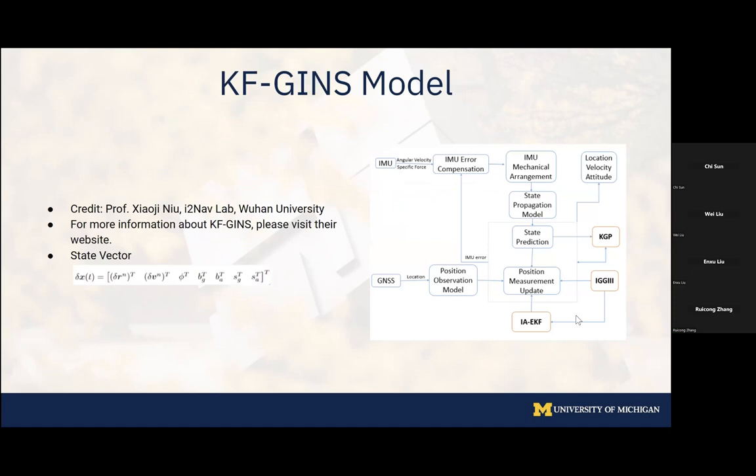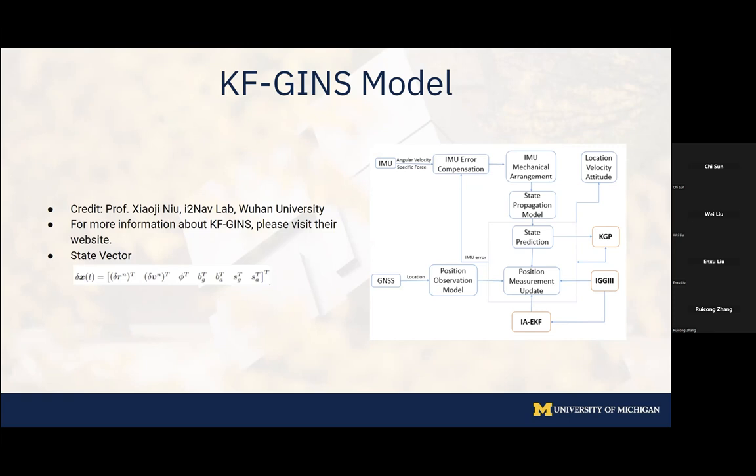And for KF-Gins model, firstly, I'd like to acknowledge the team of Professor Xiaoji Niu of the Integrated and Intelligent Navigation I2NAV group from GNSS Research Center of Wuhan University for providing the open source KF-GINS software that was used in this paper. KF-GINS is an open source software in C++. It's a high precision EKF loose coupling system for GNSS observation and IMU record.